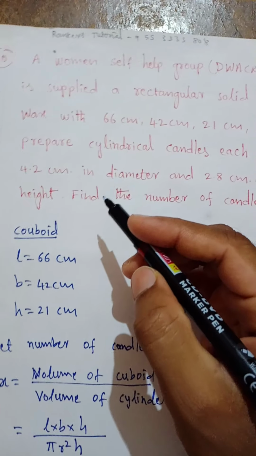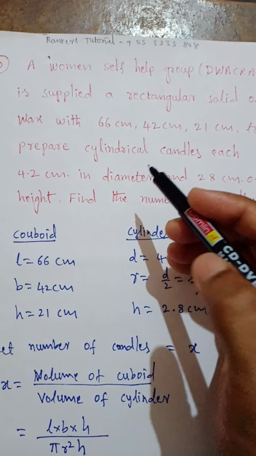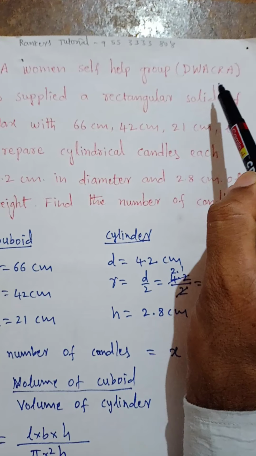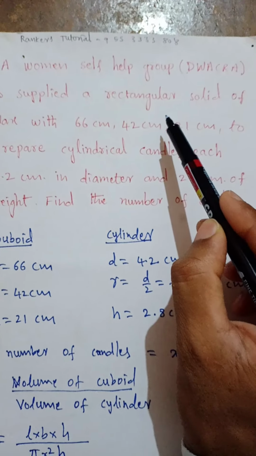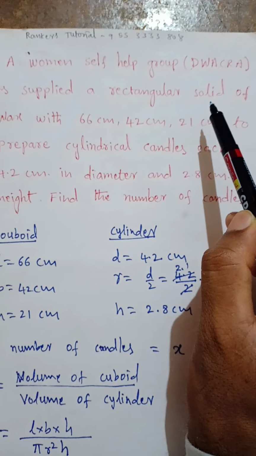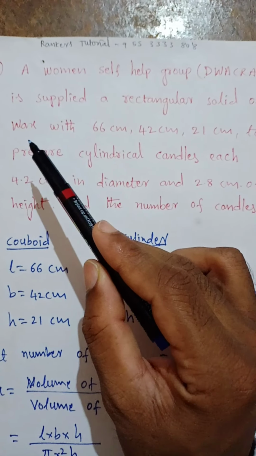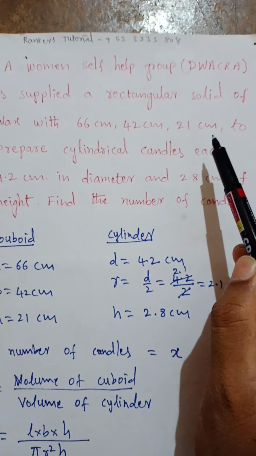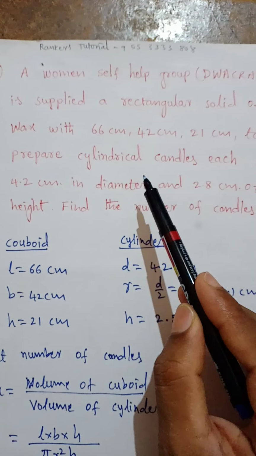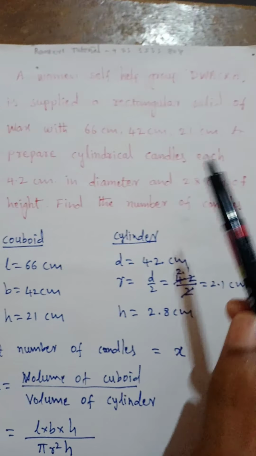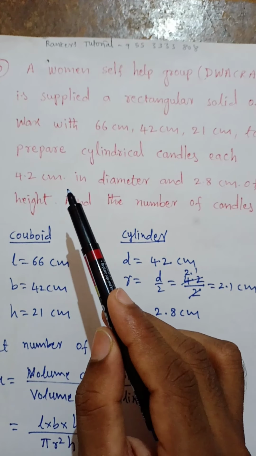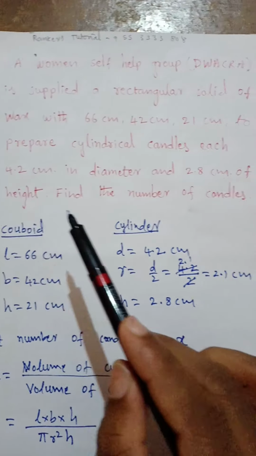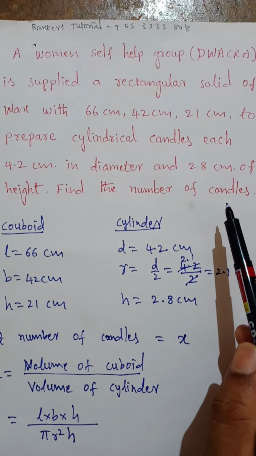Here, 10th chapter, problems on mensuration, very important model. See once. A women's self-help group, called Dwakra, is supplied a rectangular solid, cuboid of wax, with 66 centimeters, 42 centimeters, 21 centimeters, to prepare cylindrical candles, each 4.2 centimeters in diameter and 2.8 centimeters of height. Find the number of candles.